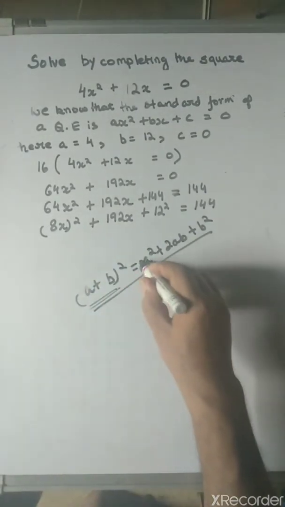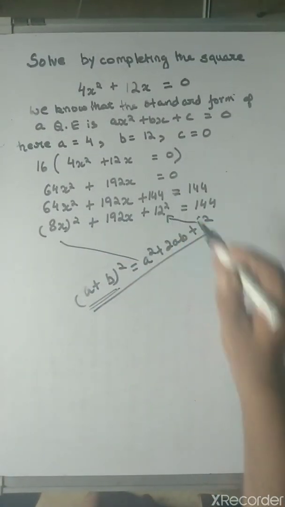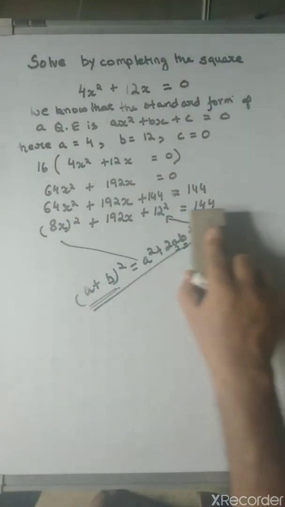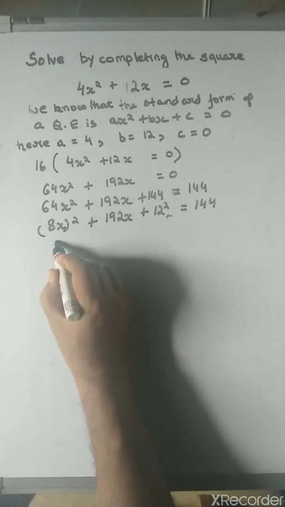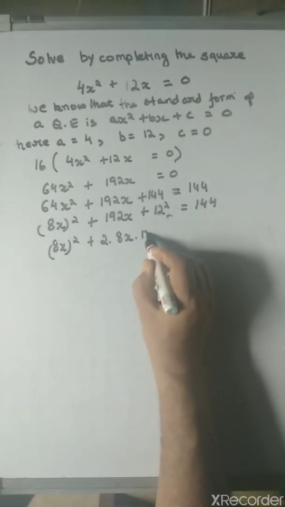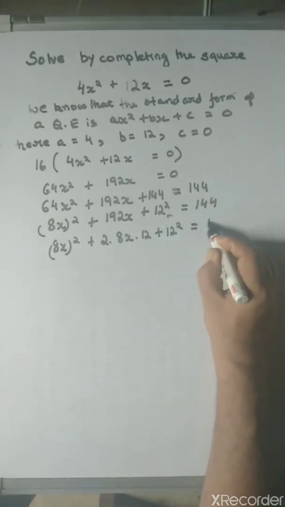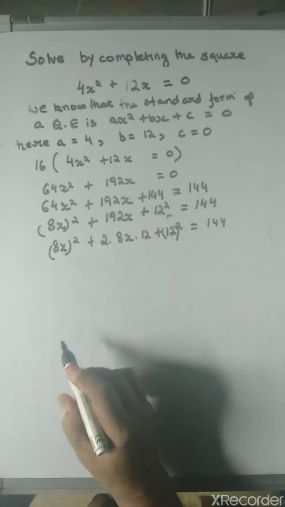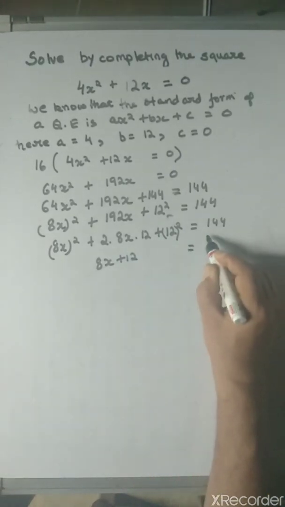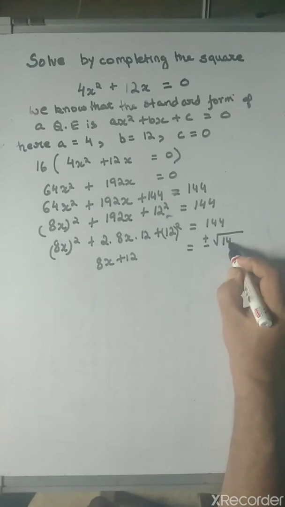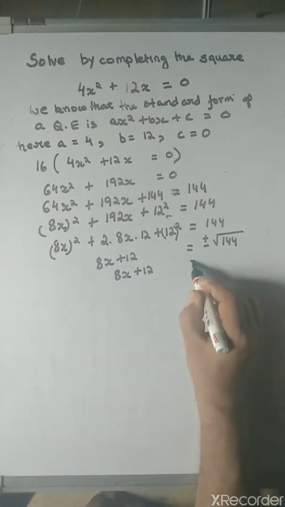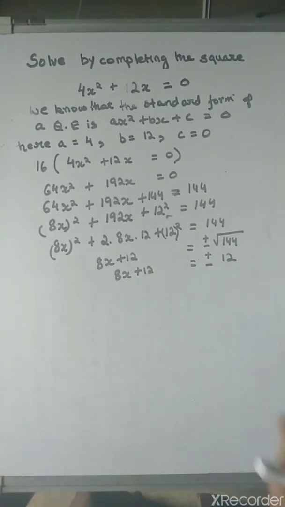So you've got your a square, you've got your b square. Now you can easily identify that your a and your b is 8x and 12. So we go ahead and do that, and here we have 8x whole thing square plus twice of 8x and 12 plus 12 square is equal to 144. Which implies that this becomes 8x plus 12 is equal to plus minus the square root of 144. Which further implies that 8x plus 12 is equal to plus minus 12, the square root of 144.